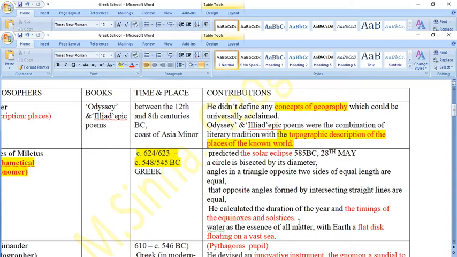Then go to the details of Miletus. First thing is that Thales of Miletus was the first person who predicted the solar eclipse, described and graphically presented the solar eclipse, even in 585 BC. Second thing is that he provided a lot of geometrical information about the triangle and circle. Go through the diagram.